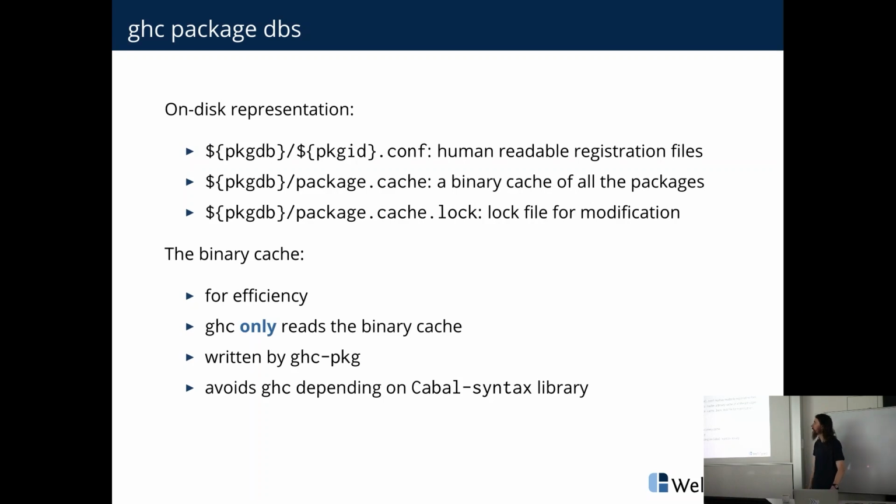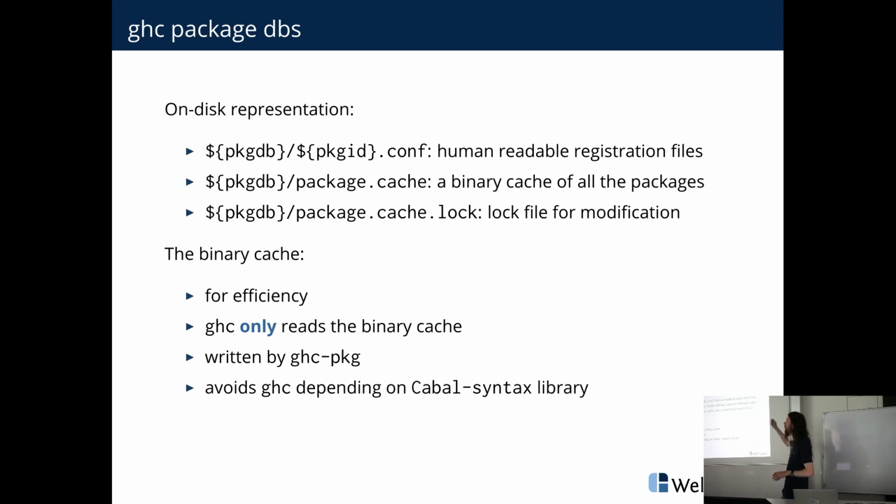So package databases have an on-disk representation. That's a directory with a bunch of files in it. In particular, there's the package ID.conf, the package ID in this case referring to the unit ID, the great big opaque string. There is a restriction on those strings: they have to be legitimate as file names. So you can't play any weird games with Unicode representations, otherwise things won't work on Mac file systems or something. But that's the responsibility of the package manager. So those are the human-readable registration files we looked at earlier.